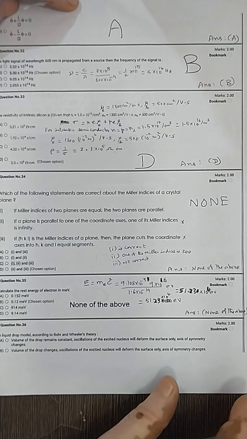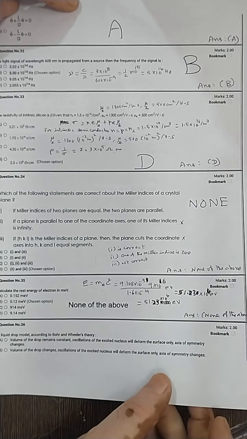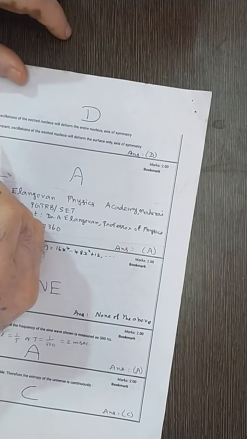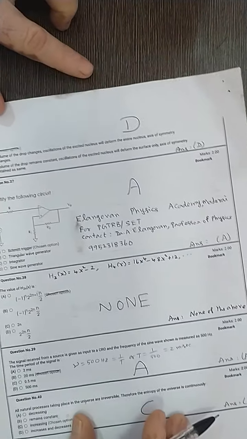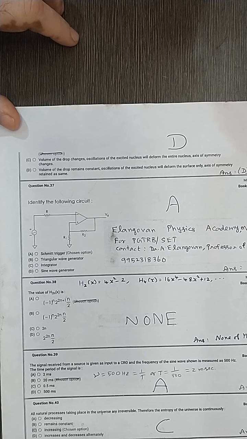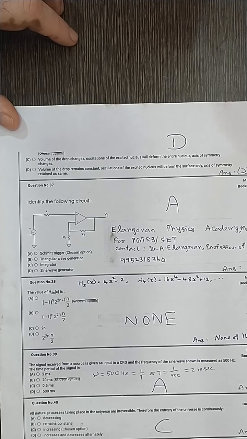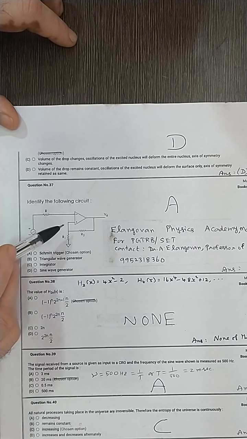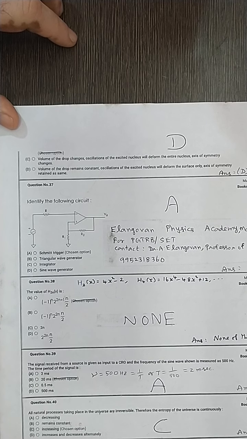Question number 36. In liquid drop model, according to the Bohr-Wheeler theory, the volume of the drop remains constant and the oscillations of the excited nucleus will deform the surface only. Axis of symmetry retains the same. Option D is the correct one. Now question number 37, this is a symmetry trigger. Therefore option A is the correct one.